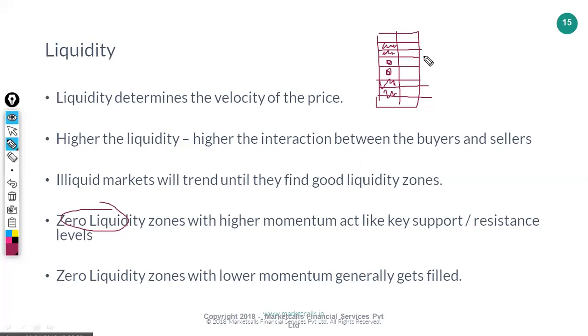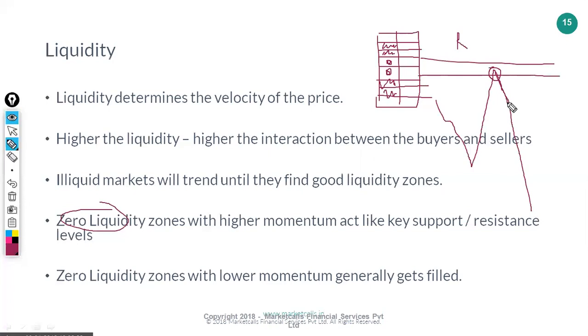That band will act like a resistance zone. Where the price falls, and next time price is coming to this level, again, you will be getting a rejection there. That is, these points are your entry scalping points again.